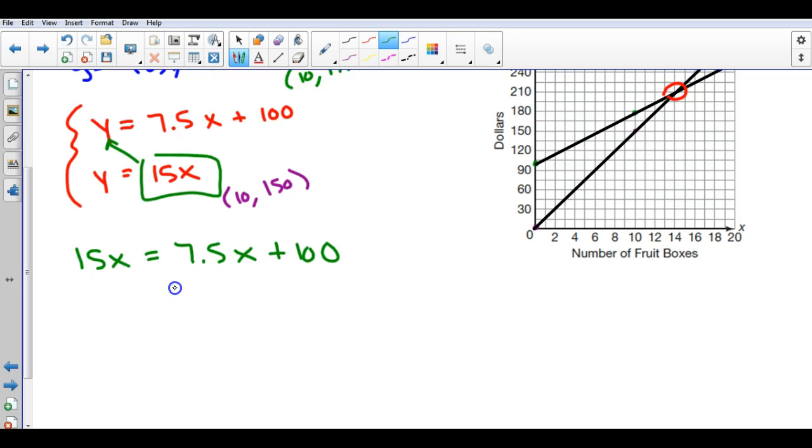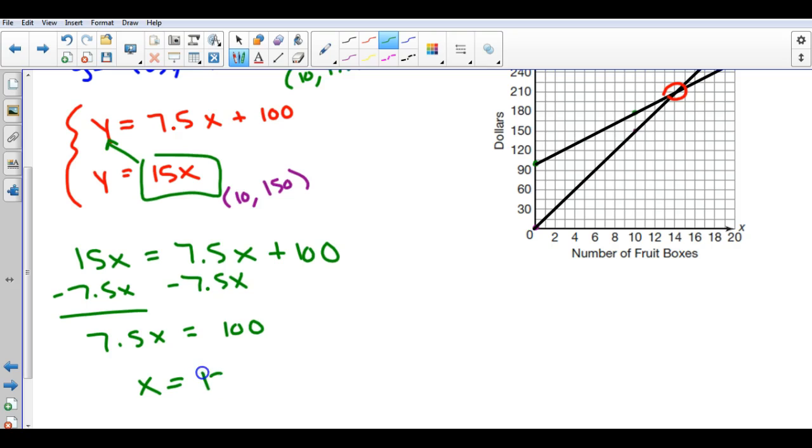And now we can solve. I'm going to subtract 7.5x on both sides. So I end up with 7.5x equals 100, and then I'm going to divide. 100 divided by 7.5 comes out to 13.3. So if they sell 13.3 boxes, on our graph you could see it was almost 14. If they sold the 13.3 boxes, that would be their break even.